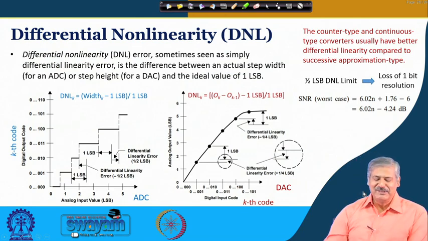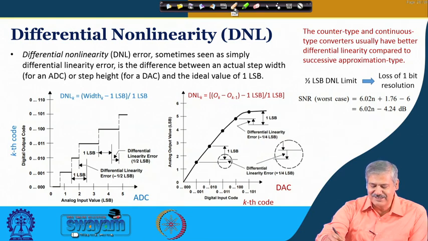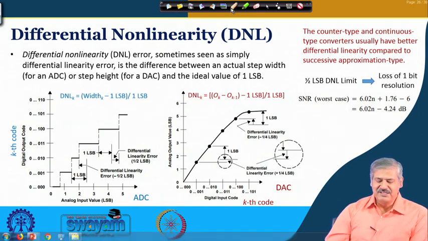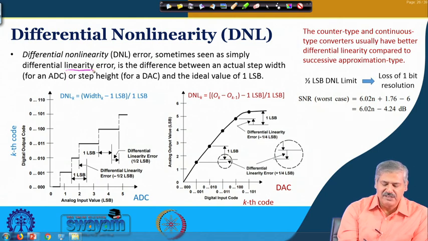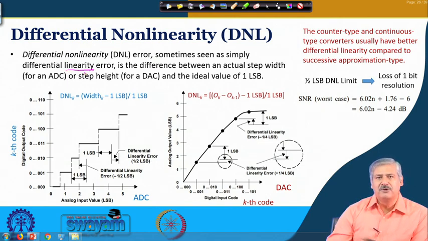Next is differential nonlinearity error. This is another important thing. Differential nonlinearity error is often called DNL. In some contexts it is also called differential linearity. I mean, it should follow a linear behavior, but it is not following it, so it is becoming nonlinear.